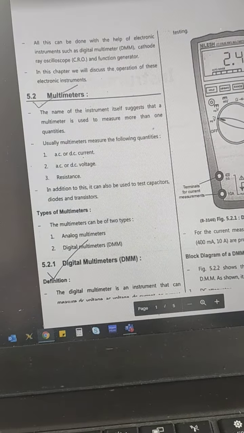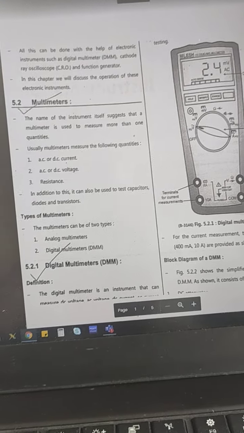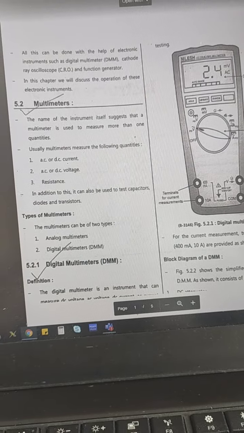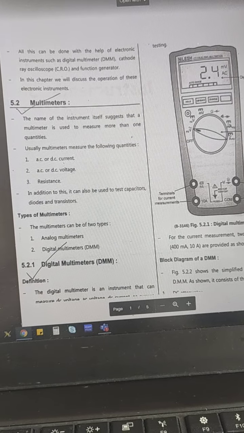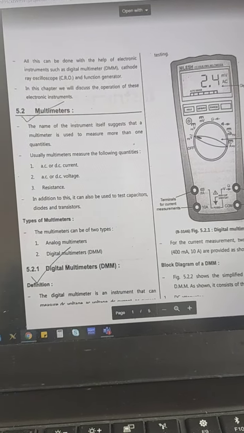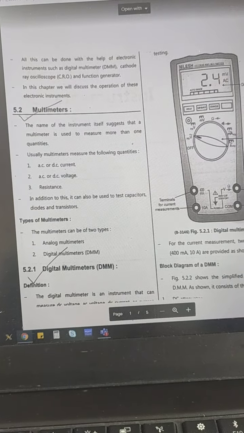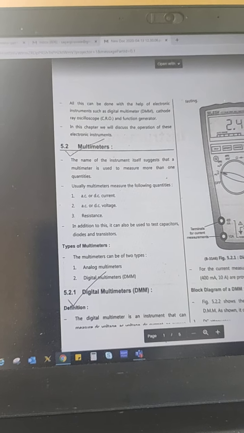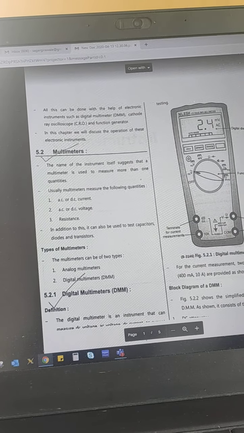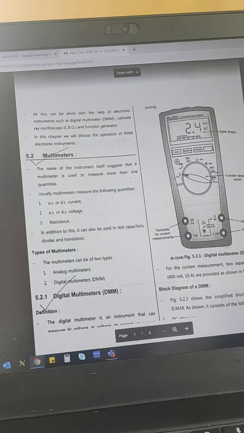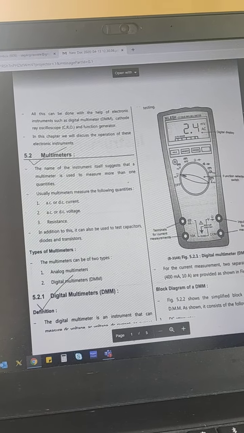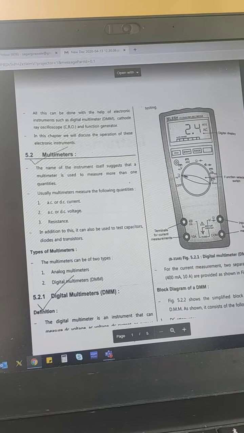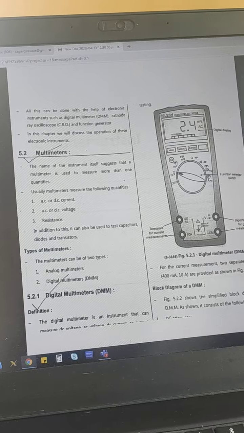So in today's lecture we will just revise three topics, that is a multimeter, function generator and power supply. All of you know a multimeter is basically used to measure more than one quantity, that is, AC voltage, DC voltage, AC current, DC current, then resistance, like these quantities. There are two types of multimeter: one is analog multimeter, one is digital multimeter.